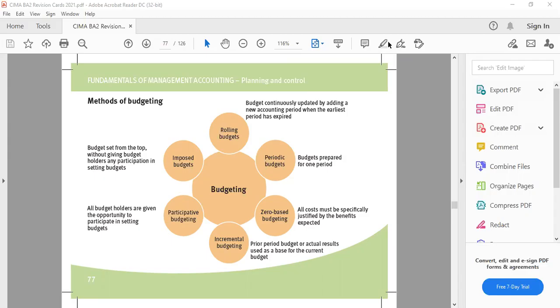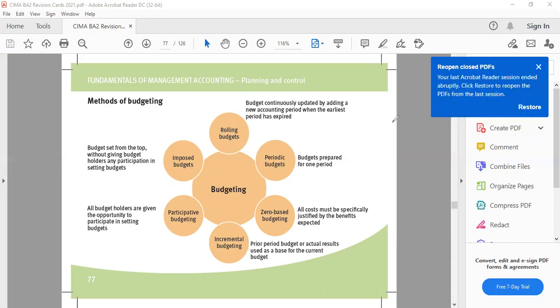The period is broken down into shorter periods. Then, when the first period in the budget expires, for example, if the budget is prepared for 4 quarters, in such a situation, when the first period expires, it is included in the quarter 1 budget.